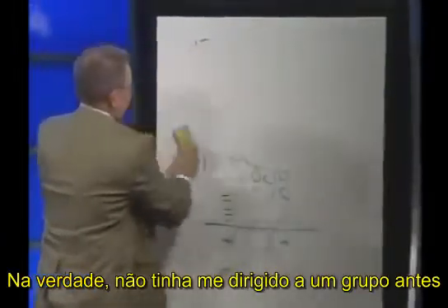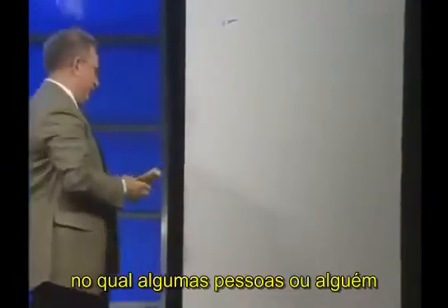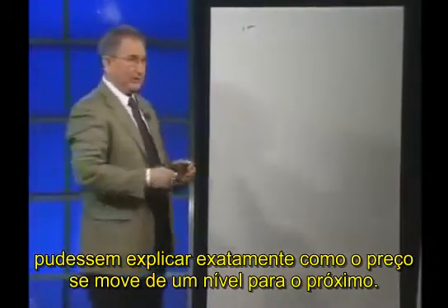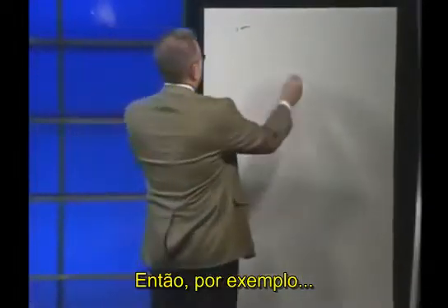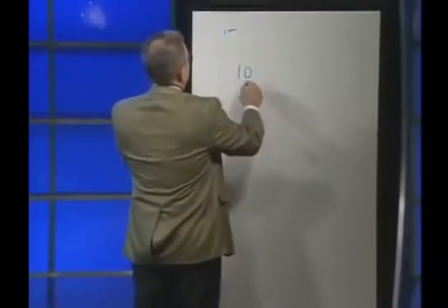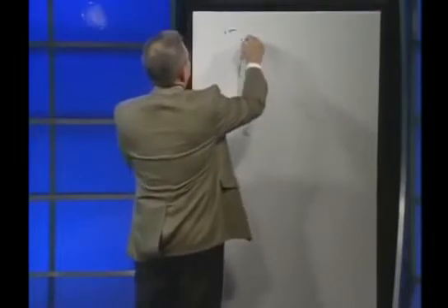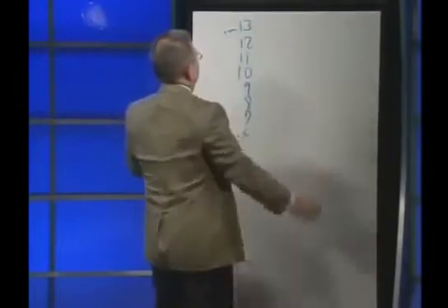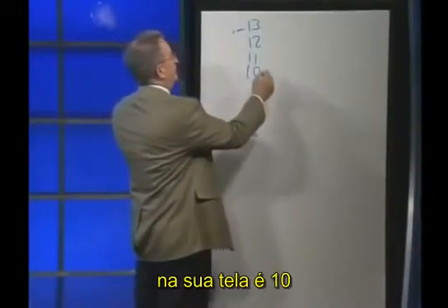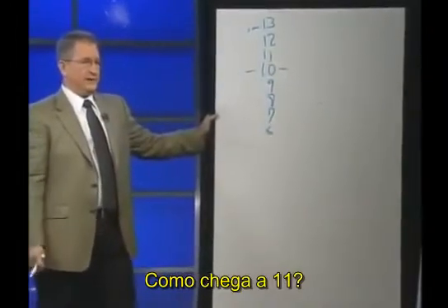No, actually, I haven't addressed a group yet where very few people, if anybody, could tell you exactly how prices move from one price level to the next. So for example, 10, 9, 7, 6, 11, 13. If the last reported price that you see on your screen of something is 10, how does it get to 11?